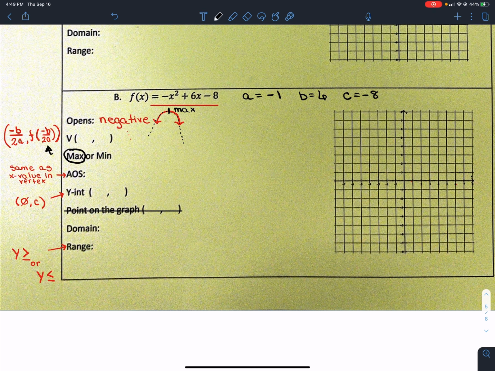Okay, now we got to find the vertex. We are first going to look for the x value of the vertex using the formula x equals opposite b over 2a.